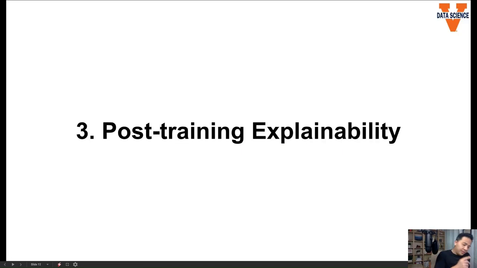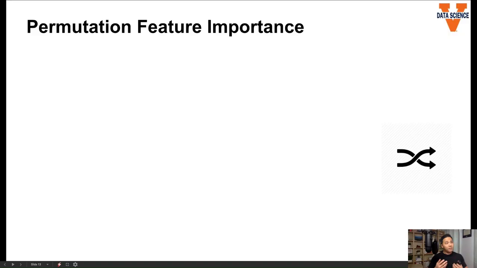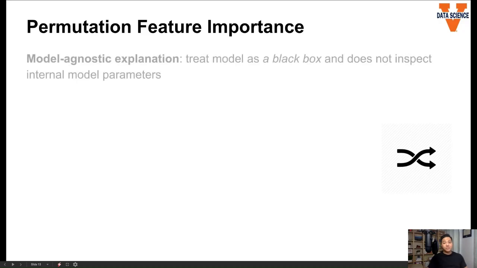So the most popular approach that people really work on these days is called post-training explainability. One straightforward approach that you can think of is called permutation feature importance. And this is part of model-agnostic explanation.